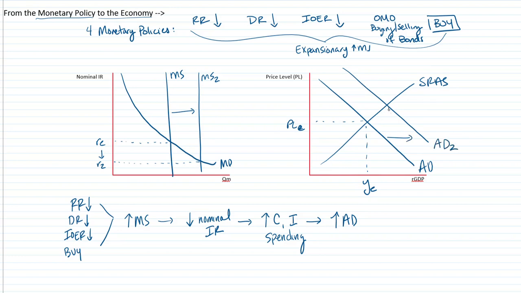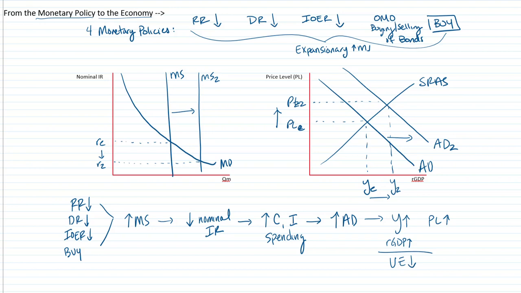And as aggregate demand increases, we can see that this economy will move to Y2 and PL2, which are both increases: an increase in output, or real GDP, and an increase in price level. And then we can also conclude, looking at output and real GDP, that unemployment must be decreasing.